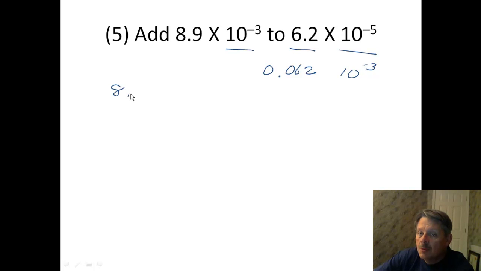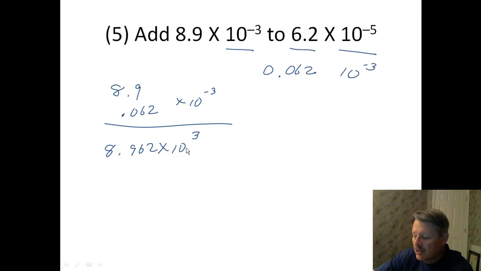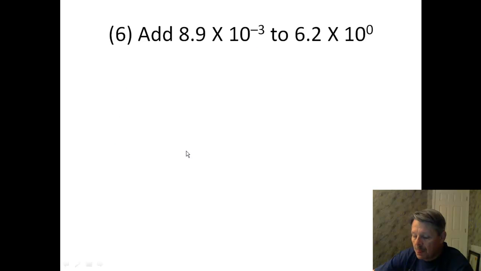So this is going to be 8.9, and it's going to be 0.062, and these are both times 10 to the minus 3. So I add them together, and I get 8.962 times 10 to the minus 3. Folks, I'm doing a lot of addition here. You can do subtraction. It really doesn't matter. It all works out the same. All right. So it's 8.962 times 10 to the minus 3.